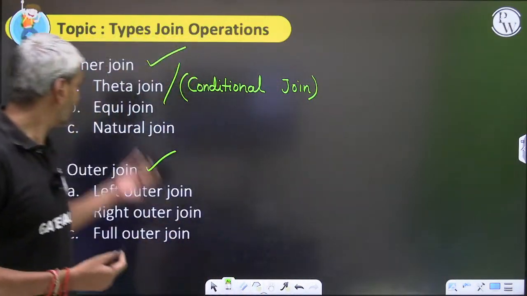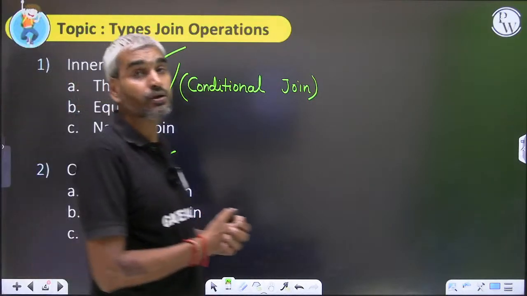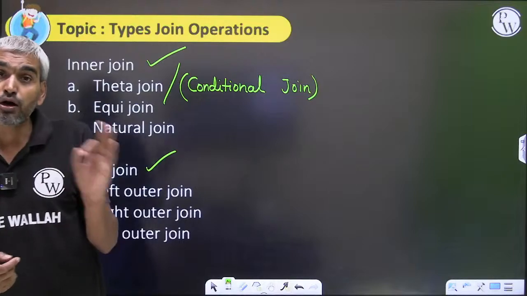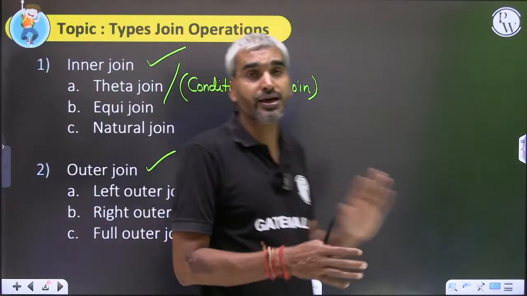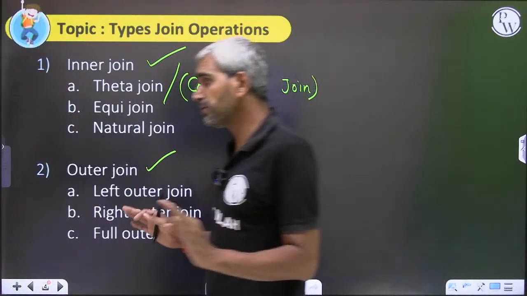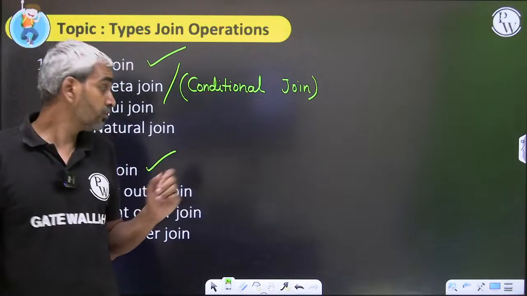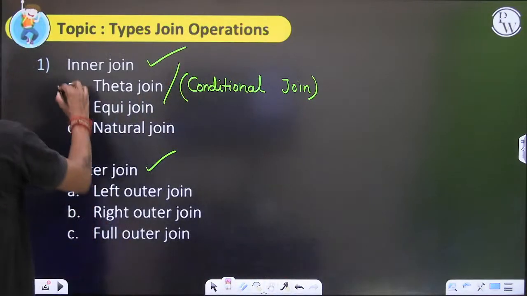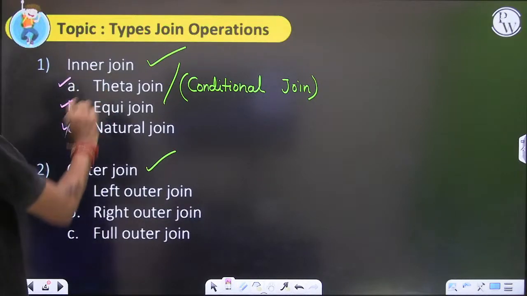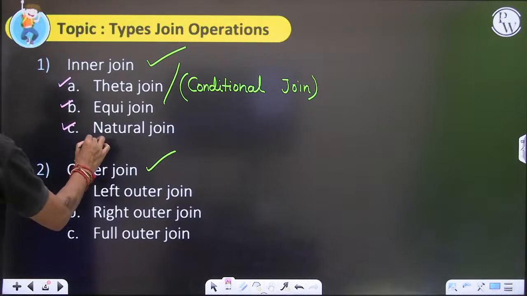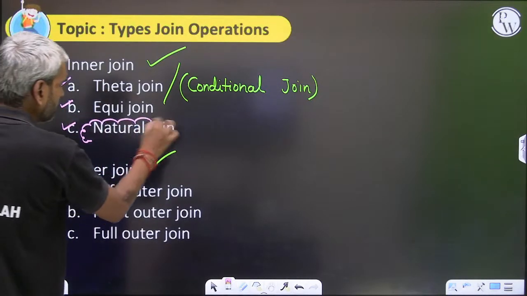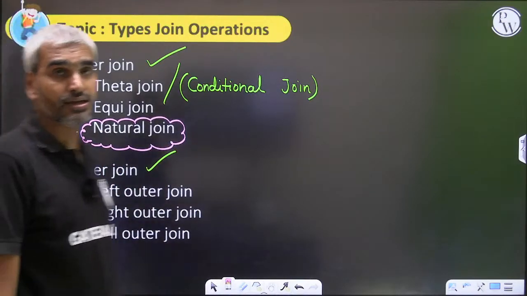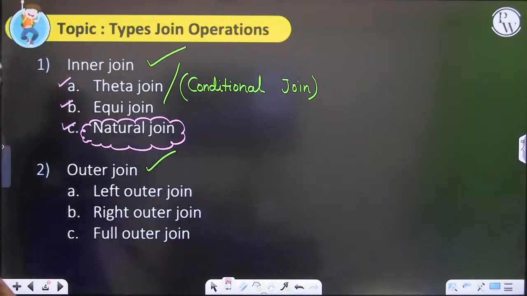Clear? In natural join also the condition will be an equality condition, but in natural join the equality condition will be applied on all common attributes. There is no exception. The equality condition will be applied on all common attributes if it is a natural join. So we'll define each and every one of these inner join operations. Finally, the most important concept, that is natural join. So we'll try to understand how exactly natural join is derived using basic relational algebra operations.